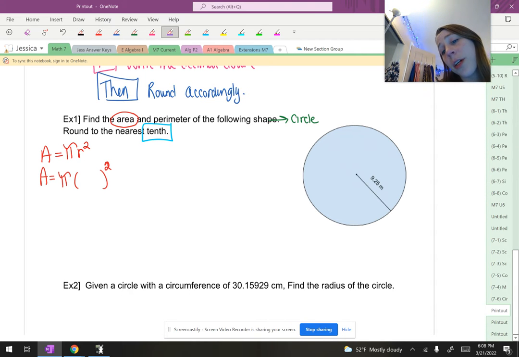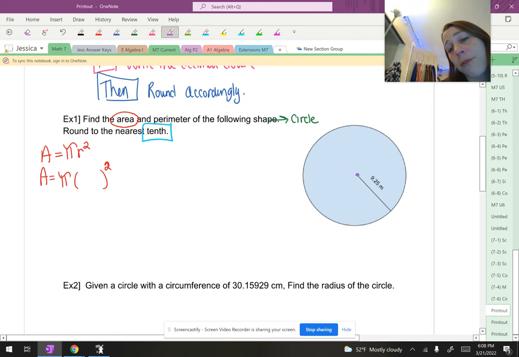Looking in the diagram here, I know from my vocab that from the center of the circle to one end point, that would be my radius. Meaning my radius is that 9.25.